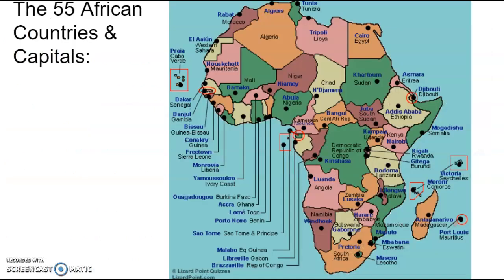When you look to the map, you can see that there are 55 different African countries with capitals, though some of them are so small you wouldn't see them on a regular map. For example, the two island countries on the far right, one that says Victoria and the other one that says Port Louis, don't even show up on the map that we have in our geography book.